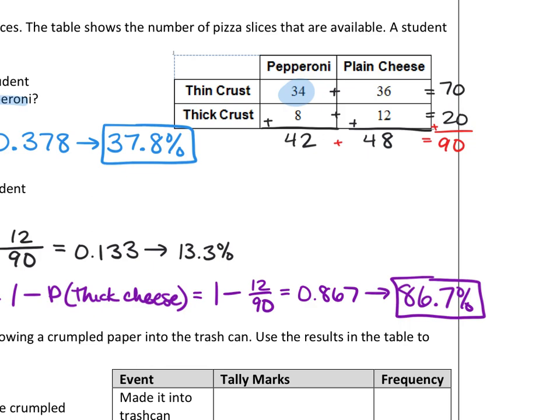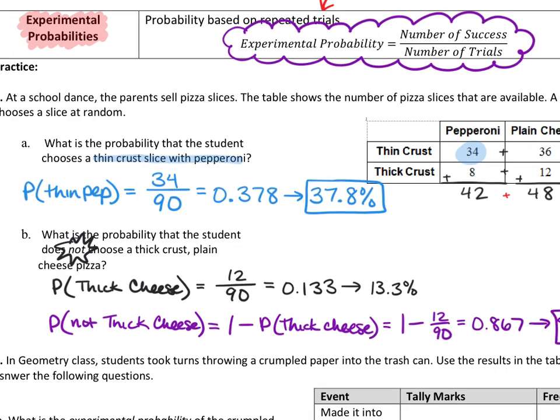Questions, comments, concerns? Do we see how to set up these formulas? The number of successes divided by the total number, which means anytime we're doing an experimental probability, we have to know the number of trials or the total number of pizza slices that we've done.